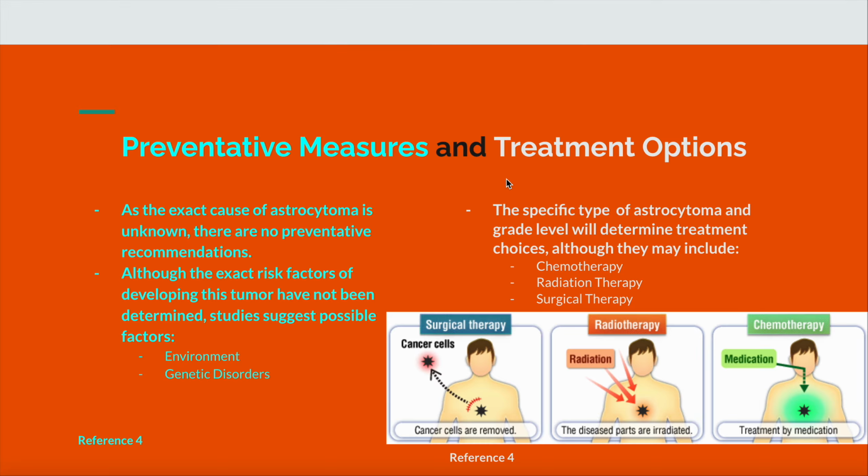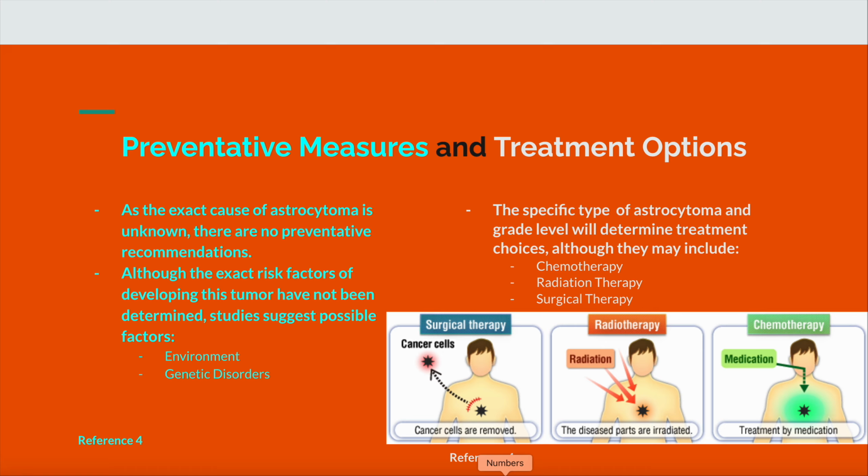On this slide, we will discuss the prevention and treatment options for this type of tumor. When discussing prevention, there are actually no preventative recommendations as the exact cause of astrocytomas is unknown. Due to there not being any preventative recommendations, I wanted to include some possible risk factors. The exact risk factors of developing this tumor have not been identified, but some studies indicate there may be environmental and genetic disorders contributing to the development of this tumor.